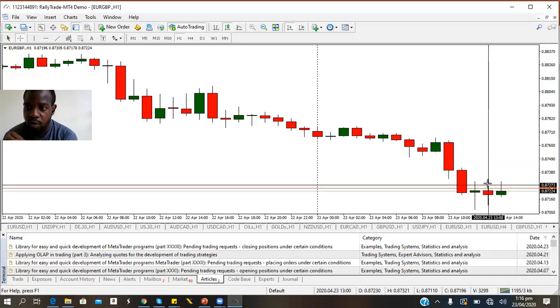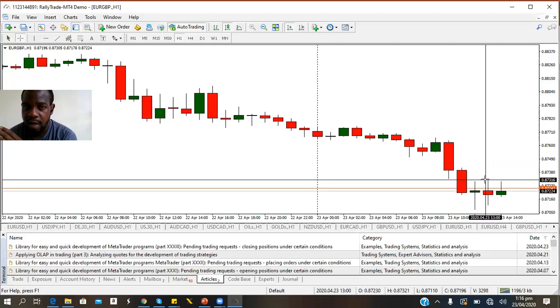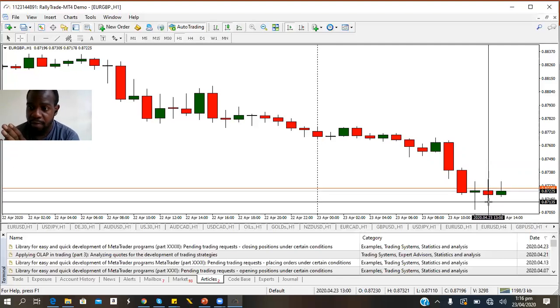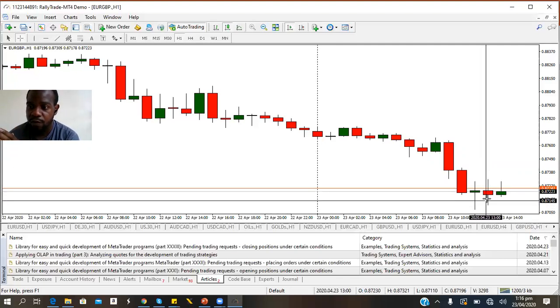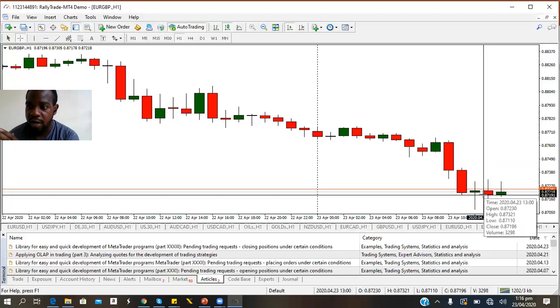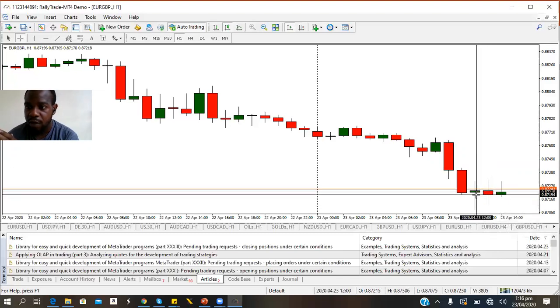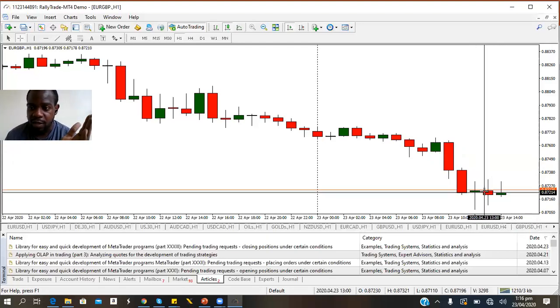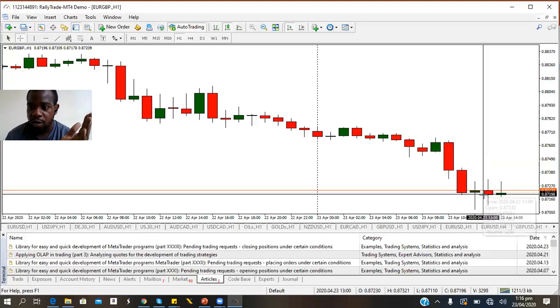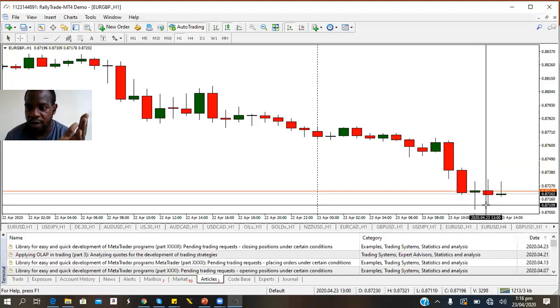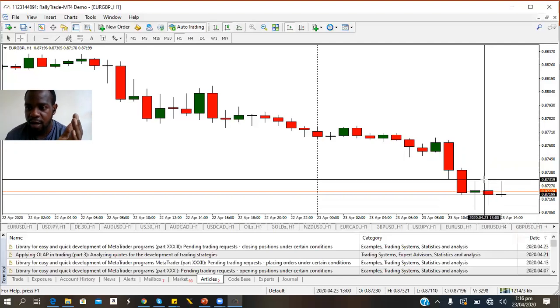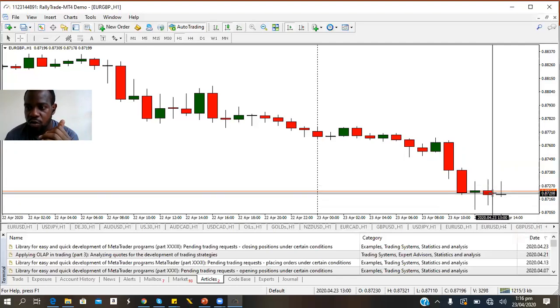It opened, it went all the way up, formed this high of the candle, came down, formed the low of the candle, and then it came all the way here to close. So it closed at 0.87194. So this is the open, the close, the low of the candle, and then the high of the candle. And then once this candle closed, what happened?